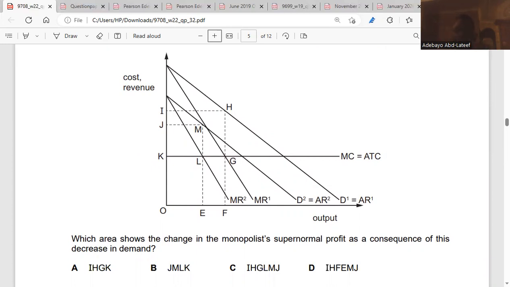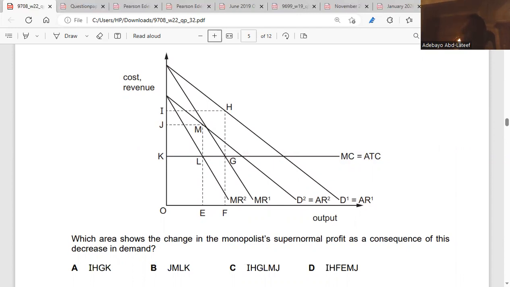So what will these changes bring about? It will bring about IH. We have IH, GK. We have IH, G, L, M, J. Look at the graph, please. There's a leftward shift from D1 to D2. D2 starts from I, M, L, J. I, L, M, J.